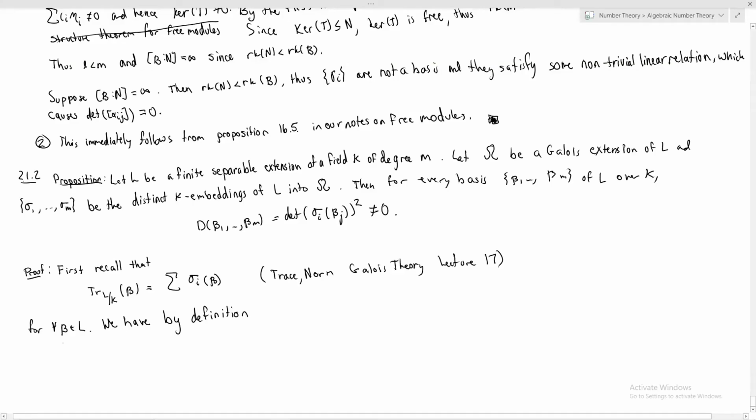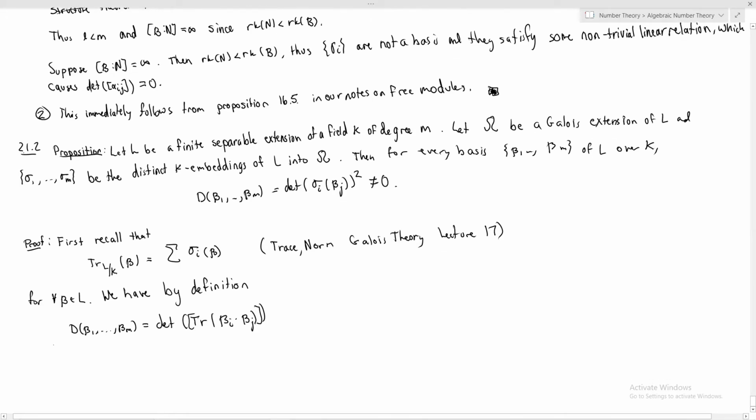Okay. The discriminant of these guys, beta 1 through beta m. Well, this is the determinant of the trace of the product. So this is the Gram matrix with respect to the betas. Remember our bilinear pairing here is the trace, where you multiply the two elements and then you take their trace.